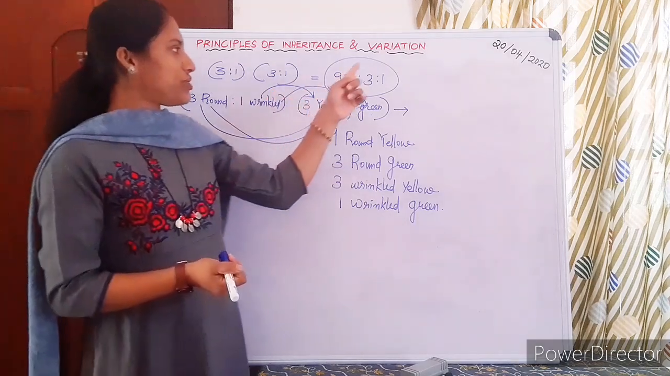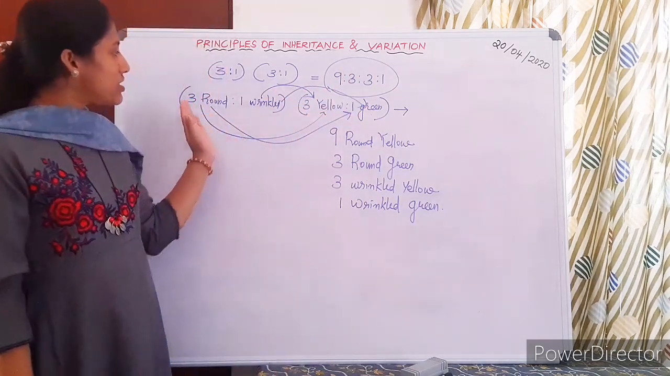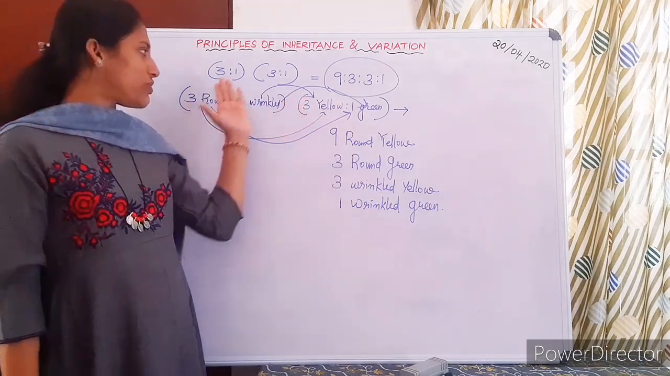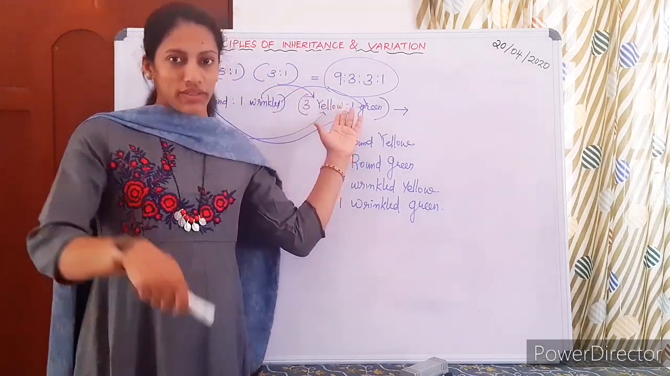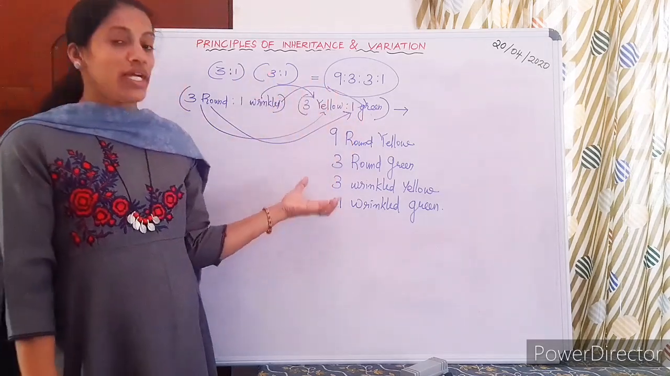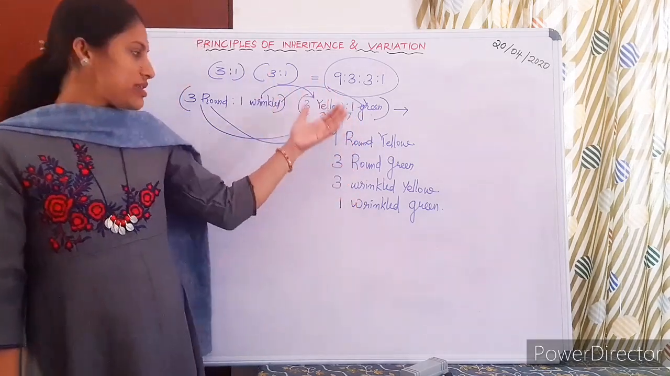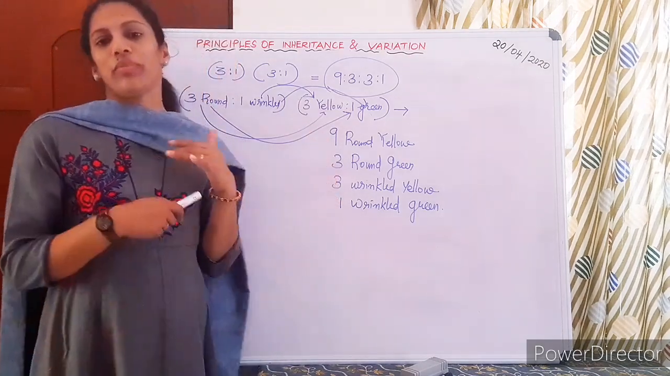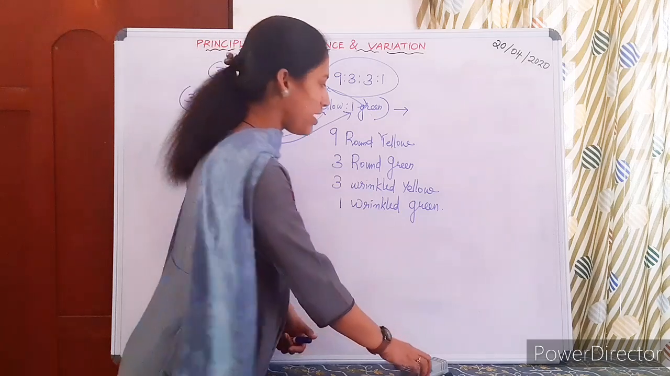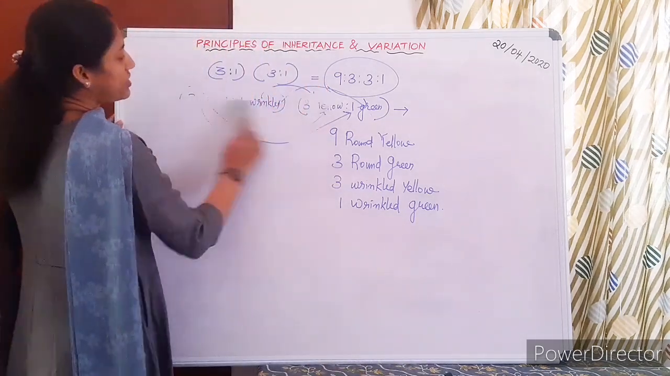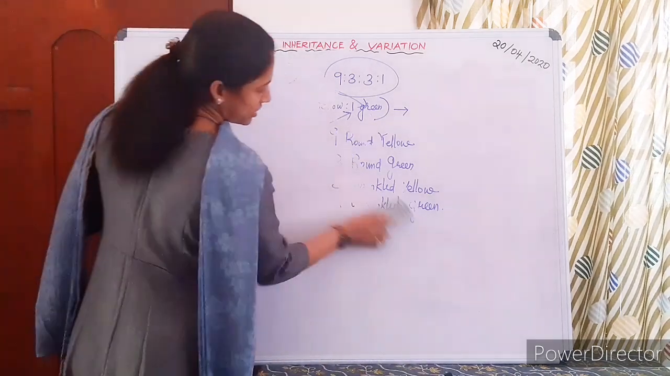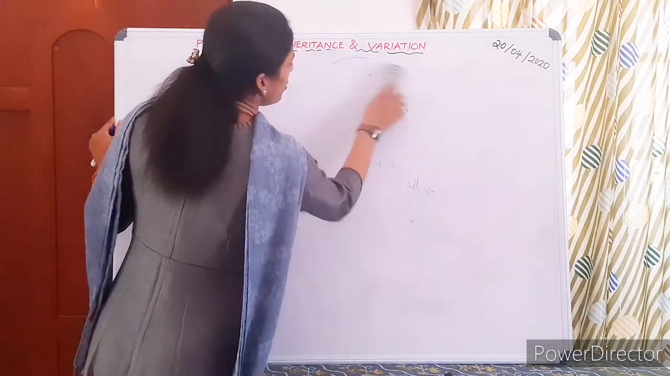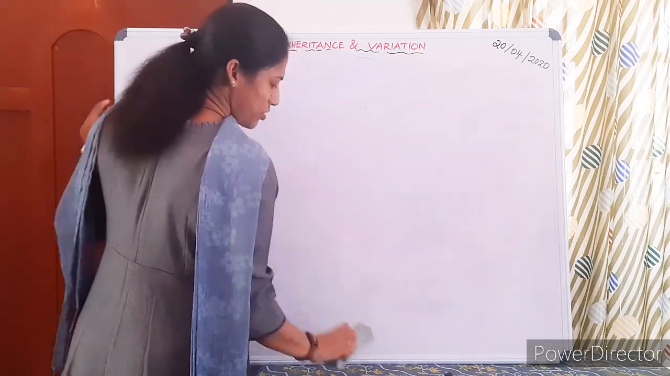The 9:3:3:1 ratio: if we consider this as two separate monohybrid crosses, we get a 3:1 ratio for one cross and a 3:1 ratio for the other. When we combine them, there is no change. It is just giving us a multiplied ratio, 9:3:3:1. This is what Mendel concluded after the dihybrid cross. So he formulated his third law from this concept. The third law of Mendel was the law of independent assortment.